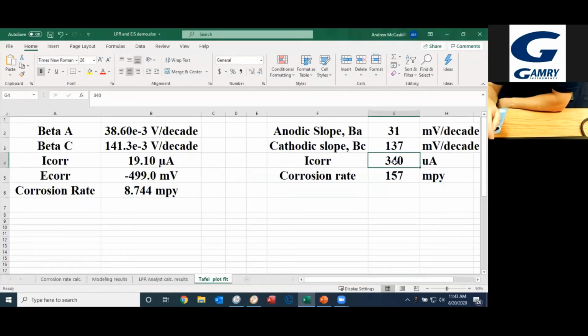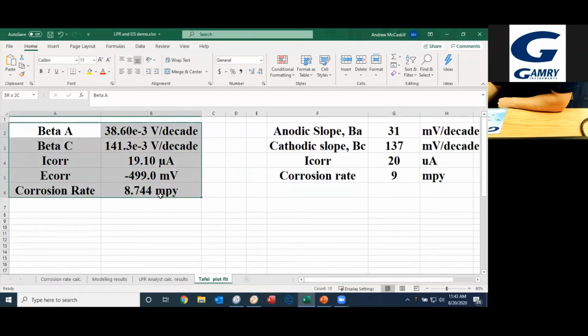Oh, no, it's not. For some reason, I thought I saw a few hundred. Okay, so here we go. We have our fit from the software fitting to Butler-Volmer. We have an anodic beta value of 39 millivolts, cathodic beta value about 140. I-corr is 19, our E-corr is at about negative 499. Corrosion rate comes to close to about 9 milli-inches per year.